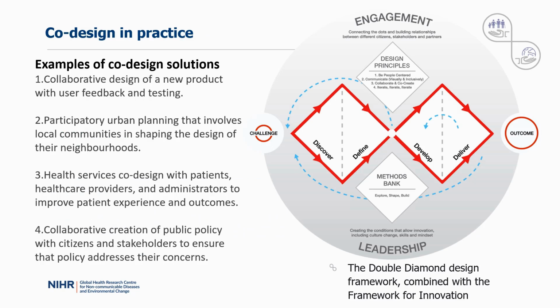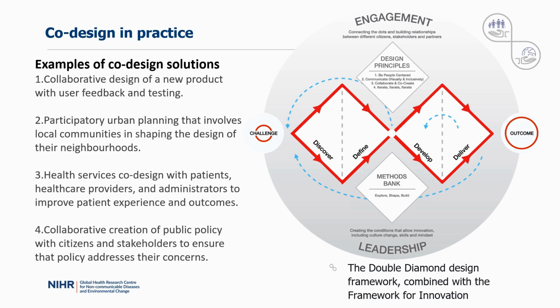So let's look at some examples of co-design in practice. Co-design is often used for collaborative design of a new product with user feedback and testing. For example, it's been used for designing a new mobile or web application. Participatory urban planning involving local communities is also an example. Then it's often used for health services design with patients, healthcare providers, and administrators. And this can also be used for collaborative creation of public policy with citizens and stakeholders.